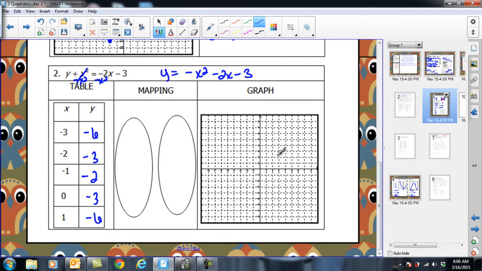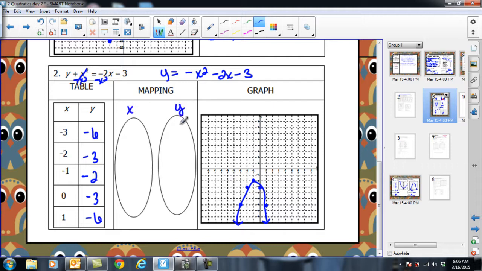So let's go ahead and do the graph next, because I have my points and I can plot them. So I have -3, -6, then I have -2, -3, I have -1, -2, 0, -3, and then 1, -6. And so I have a parabola that's concave down, that opens in a downward direction. You can see my vertex is right here at -1, -2, right where the table said it was. So now we'll do our mapping.